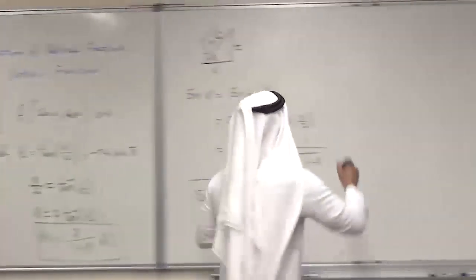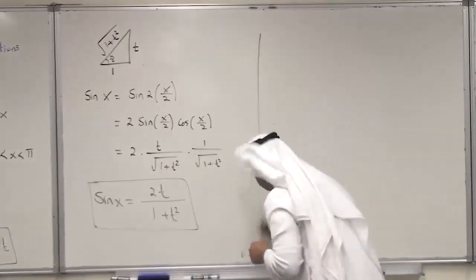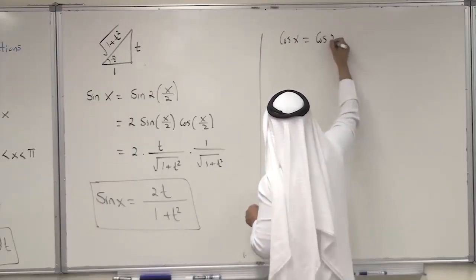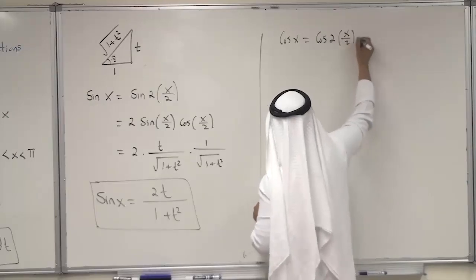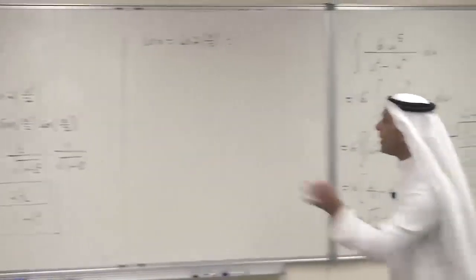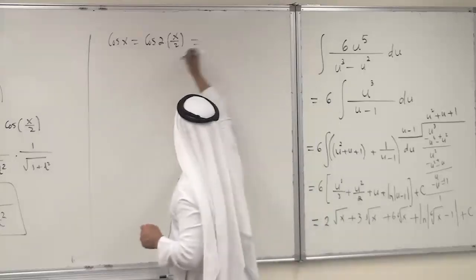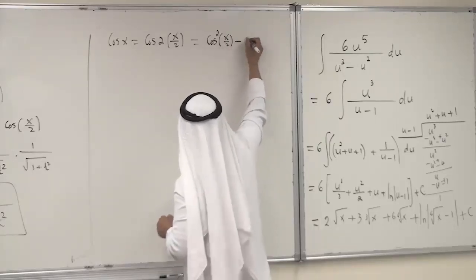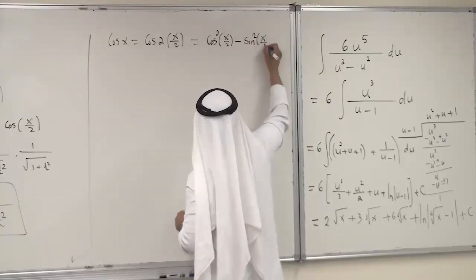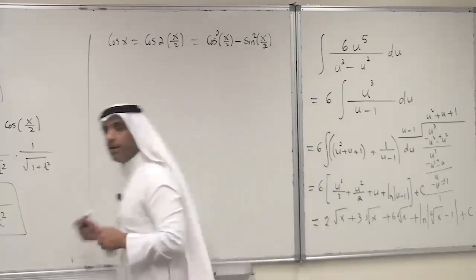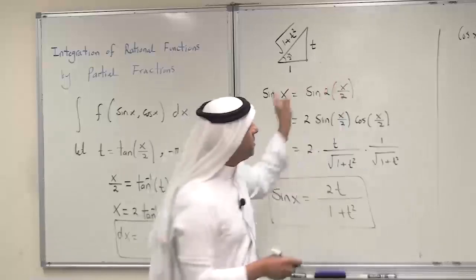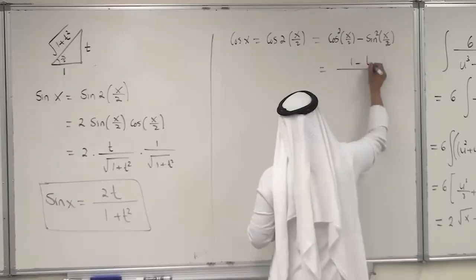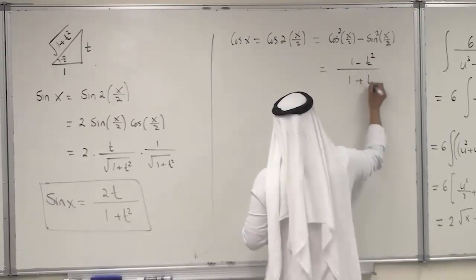Finally, let's come to the cosine of x. The same method will be used here. It's cosine of 2 times x over 2. Using the double angle identity for cosine, it is cosine squared of x over 2 minus sine squared of x over 2. That is the very famous double angle identity for cosine. Substituting now, what do you get after simplification? You will get 1 minus t squared over 1 plus t squared.